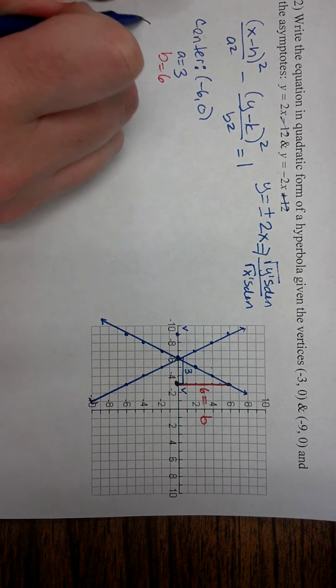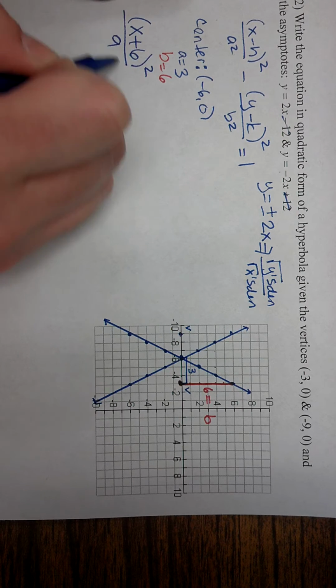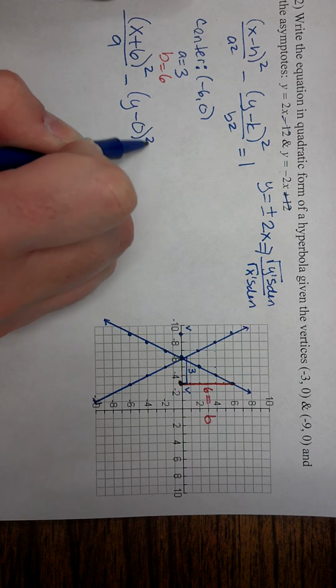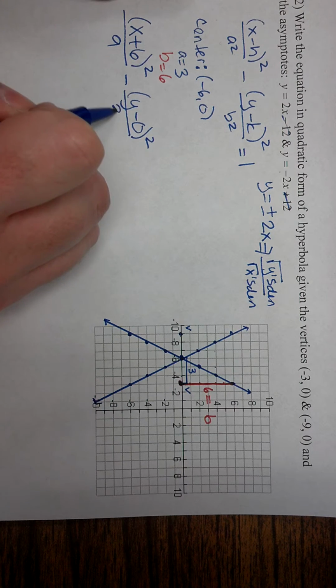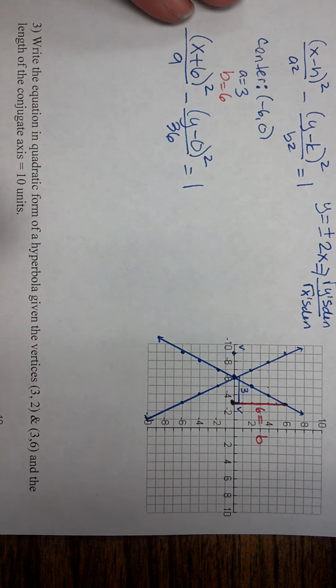So let's plug everything in. I don't really need the 0. I'll probably take that out in the next step. So that would be standard form.